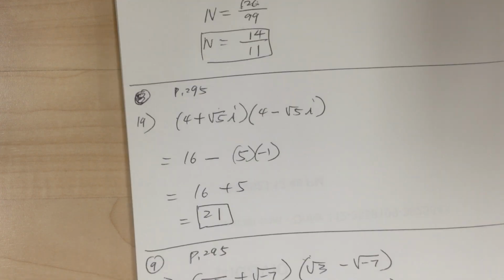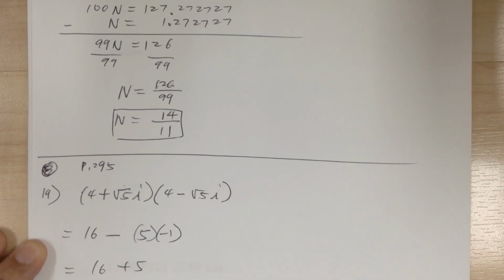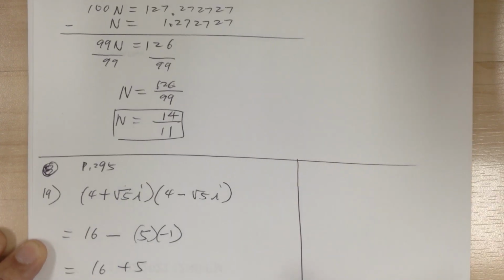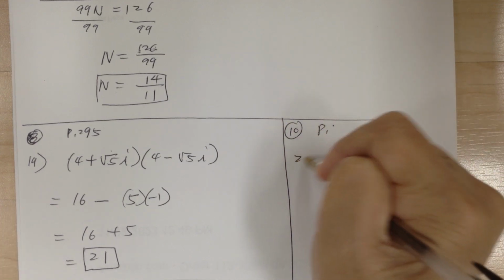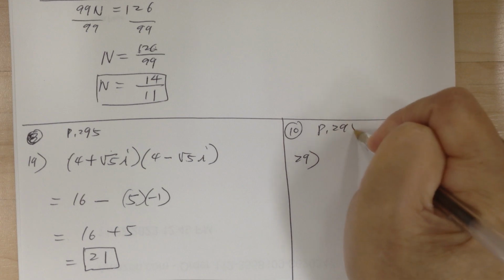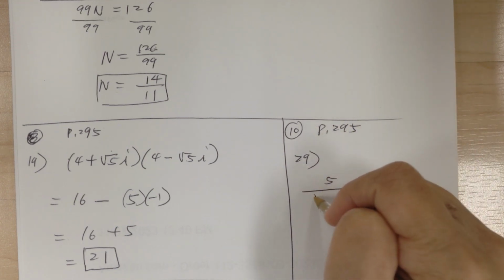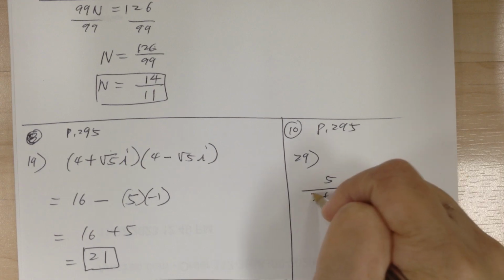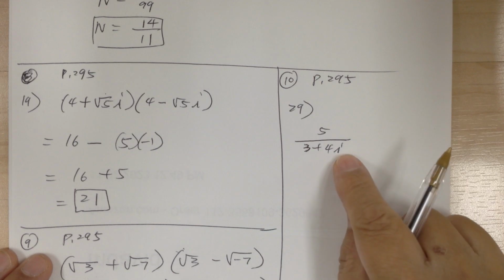Next one. Okay, let's go and do the next one, number 29. You have 5 over 3 plus 4i. So for this one, you got i in the denominator.